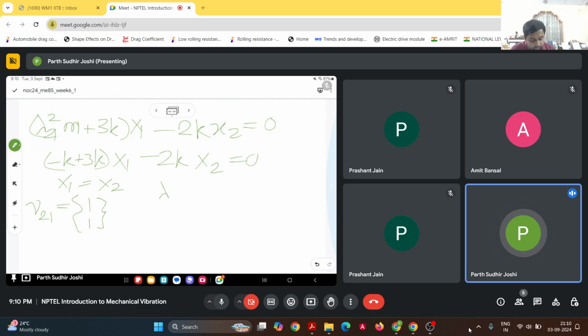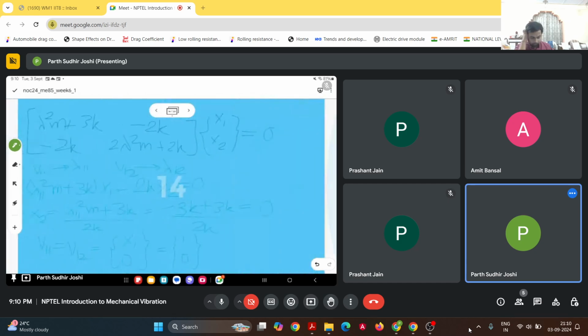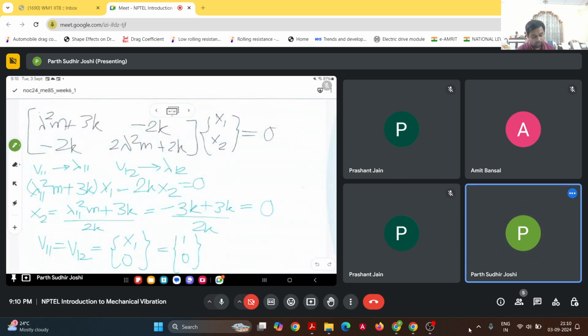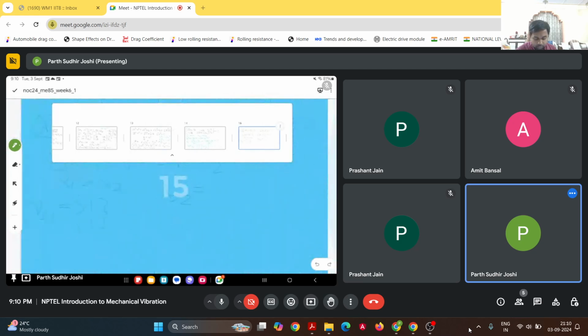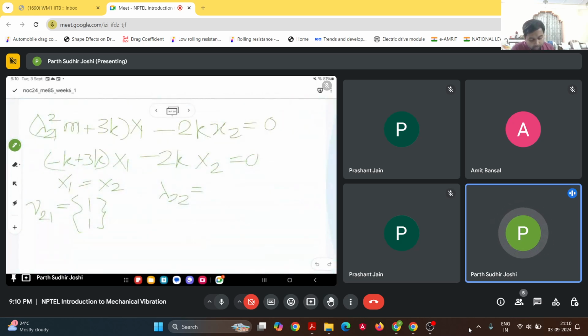And similarly, if you substitute lambda 22, which is minus i omega, lambda 22 square will also be minus omega square. So it will be again the same, and you will end up with the same relation. So in that case also you will end up with the same eigenvector V21 and V22.